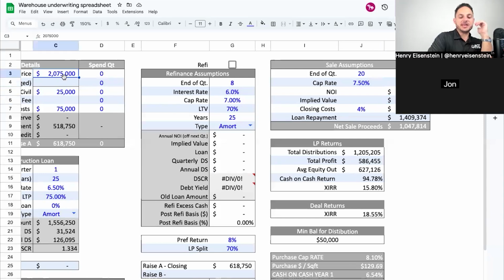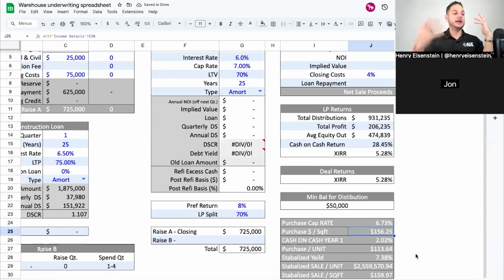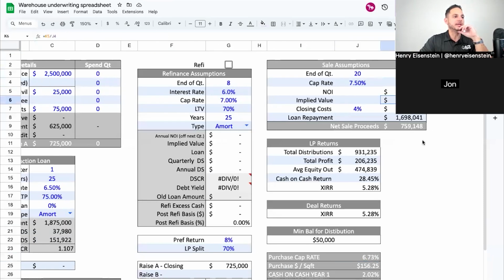So if the seller says, hey Henry, I want to sell my building for $2.5 million, my price per square foot, you might say, oh, but Henry, it's only $150 a square foot, $156 a foot. It could be a great deal. I'm like, well, it's only a 6.73 cap, and the highest I'm going to be able to sell it for in the future is the same price. Okay, yeah, that makes sense.